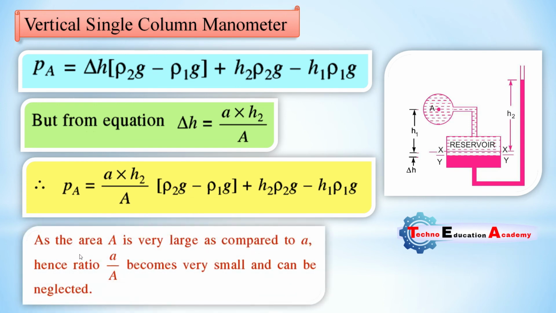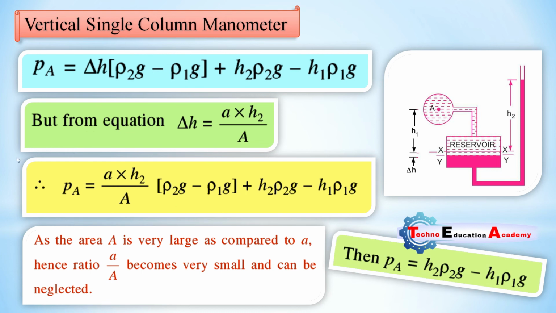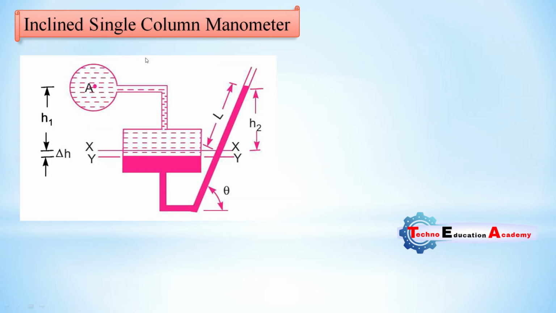But we know that the area of the reservoir is very large as compared to the area A of the right hand side column of the single column manometer. So the ratio A by A becomes very small and can be neglected. This term multiplied with this term is neglected because it is very small. So PA equal to H2 rho 2 g minus H1 rho 1 g. This is the equation of pressure for the vertical single column manometer.